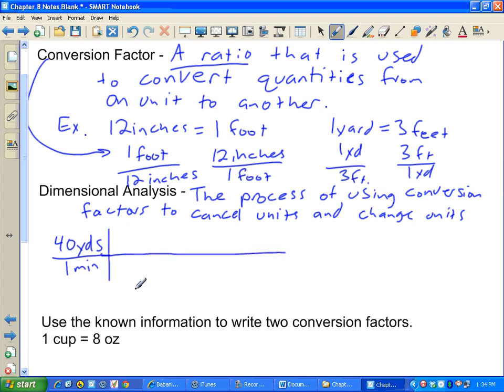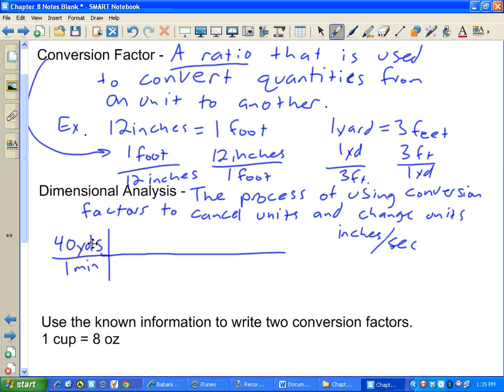Now what I'm going to do is set up some conversion factors that allow me to change this. I want this to be in inches per second. So I need to convert from yards into inches, and I need minutes to change into seconds.